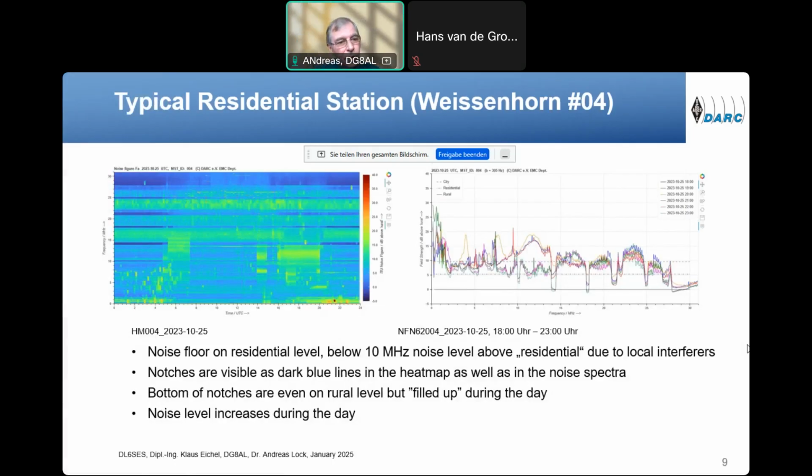But what you also can see are these dark blue horizontal stripes. And these stripes are typically located at the amateur frequency bands. And this is shown very clearly on the right-hand side. So on the right-hand side, you can see that the average noise floor is on residential level, but at the amateur radio bands, we have these notches which go even down to rural level in some frequencies here.